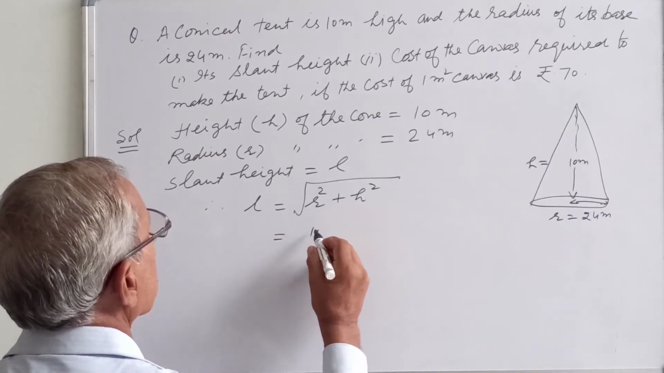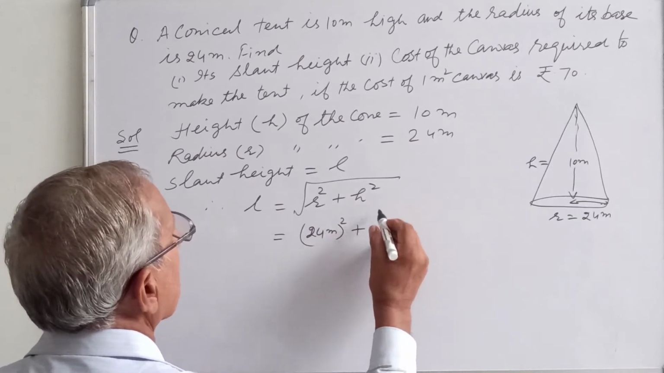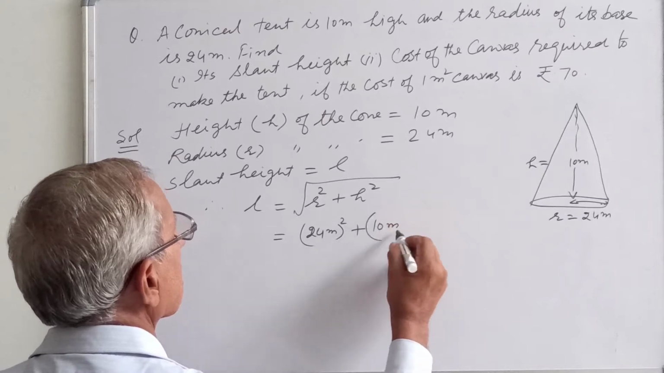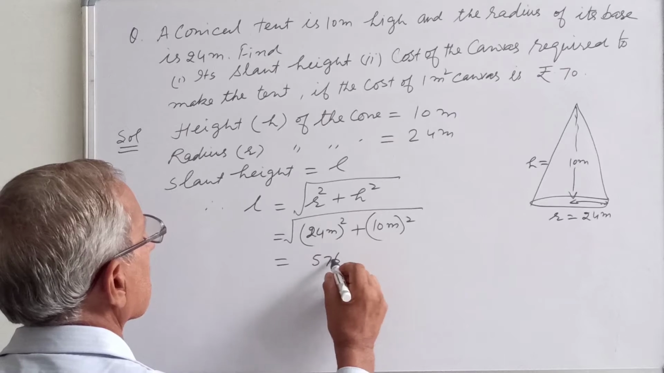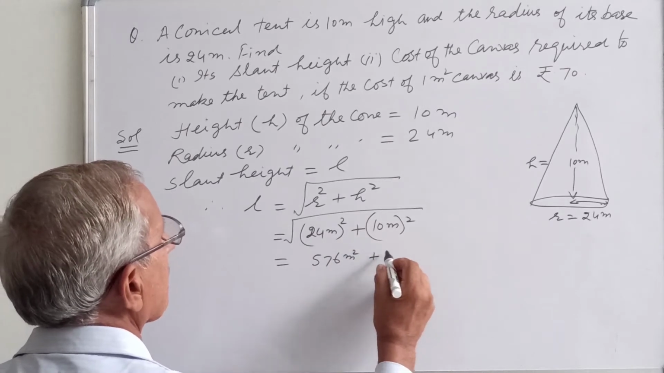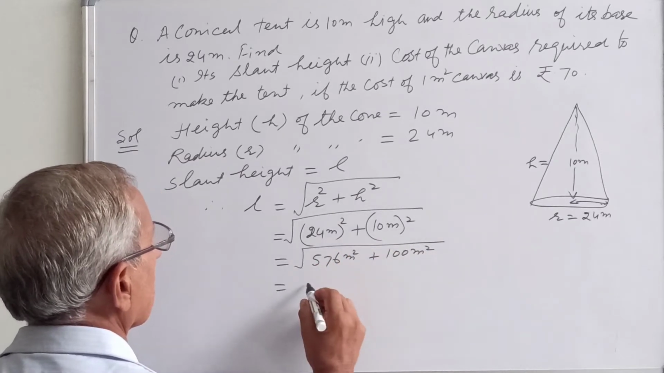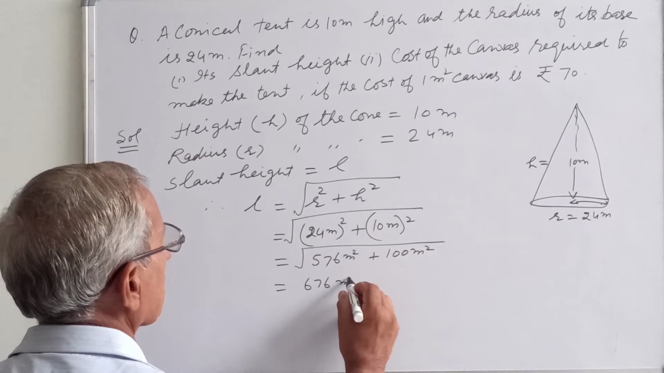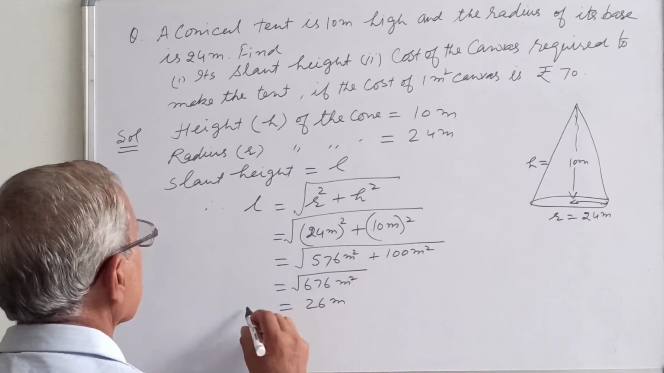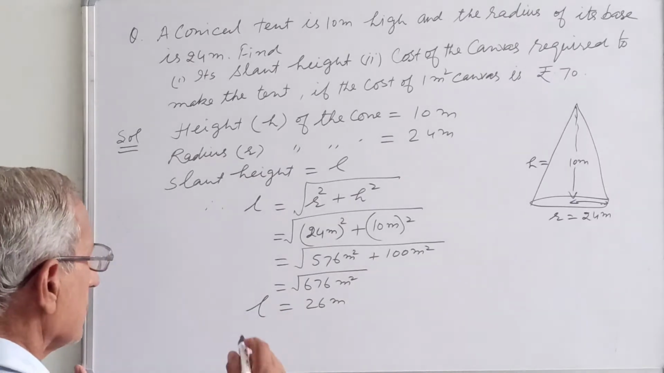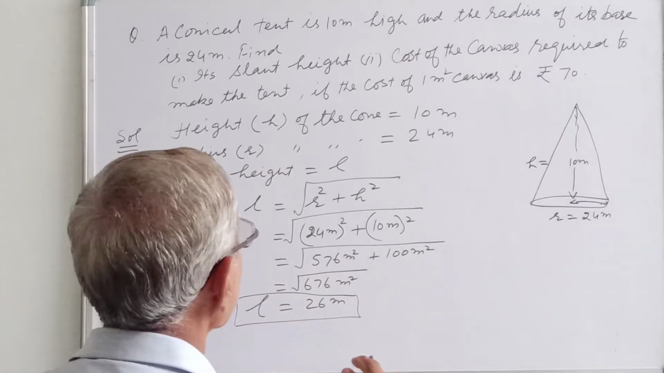r is 24 meter, h is 10 meter. 576 meter square plus 100 meter square under root, 676 meter square under root will be 26 meters. So therefore the slant height is 26 meters. So that was the first part of the question.